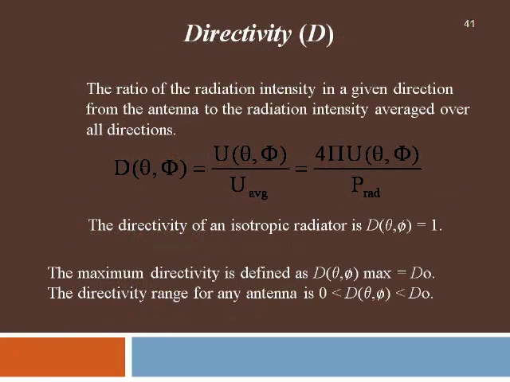What do we mean by directivity? The ratio of the radiation intensity in a given direction from the antenna to the radiation intensity averaged over all directions. As shown in this equation, the directivity of an antenna which radiates uniformly in all directions, what we call an isotropic radiator, is considered the lowest, that is 1. So the maximum directivity is defined for a particular direction, and this will be identified first.